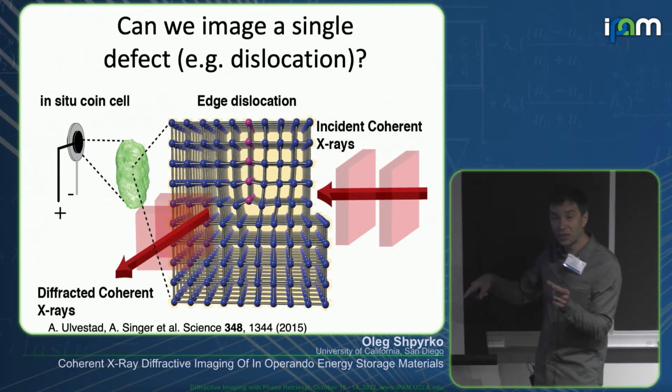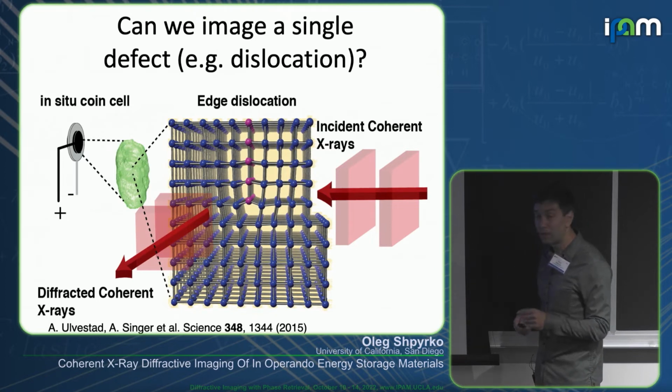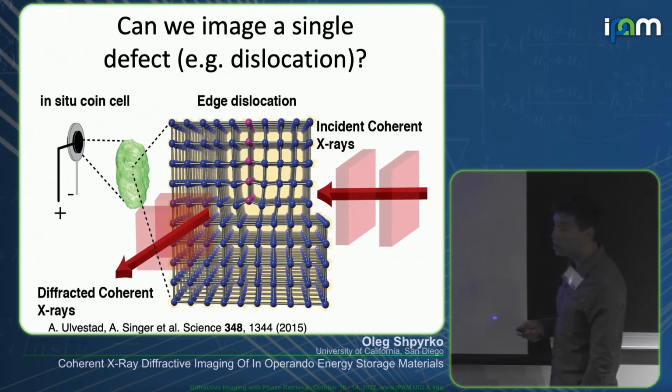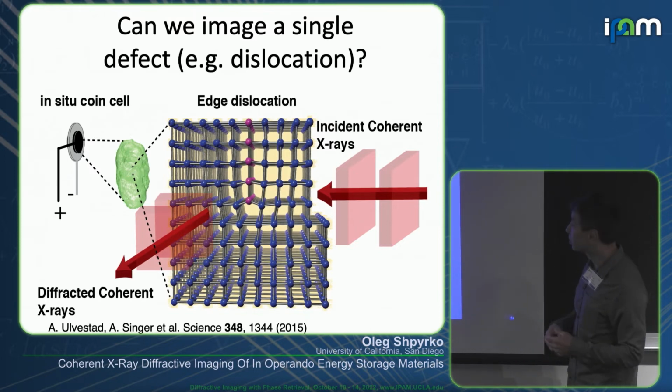If you make 4 steps, 4 steps, 4 steps, 4 steps, you're not going to be back to where you started. You're going to be offset. So this is an edge dislocation. There are other examples, like screw dislocations.